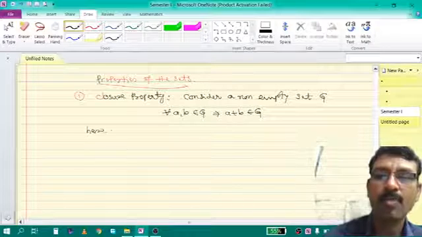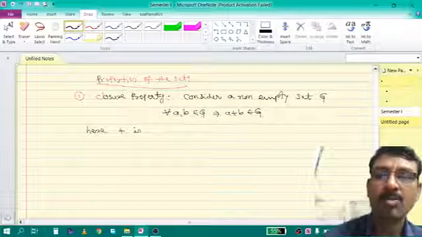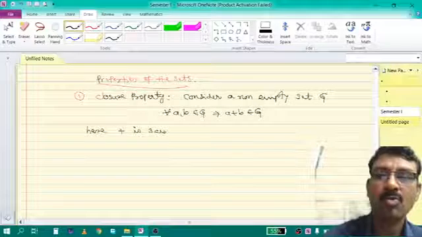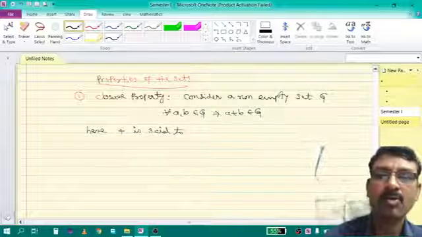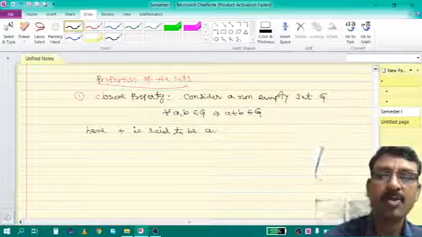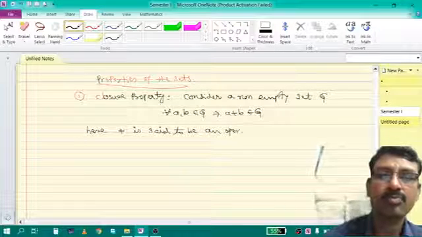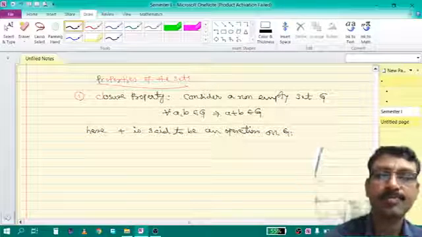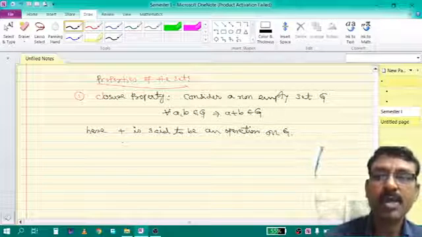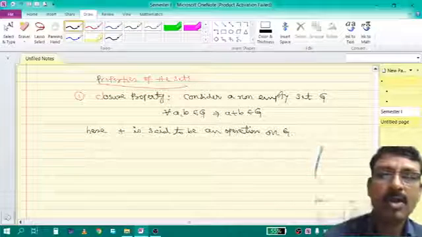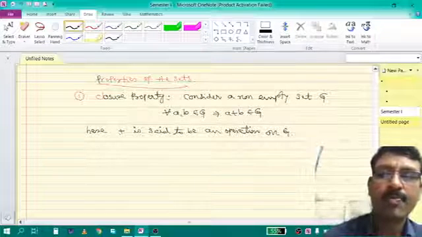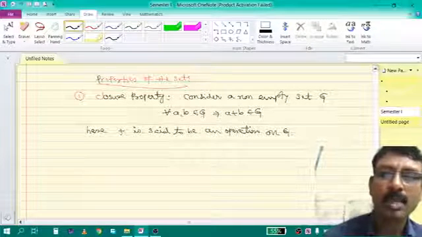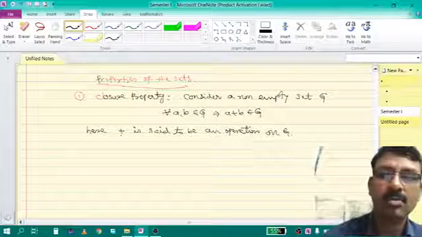Here plus is said to be an operation on the set G. Similarly, we can take operations minus and division, multiplication, and so on.